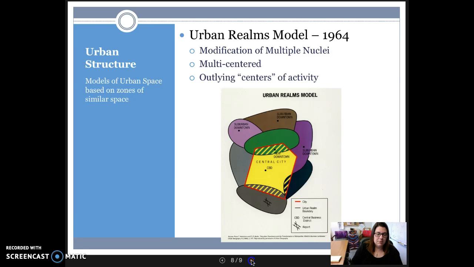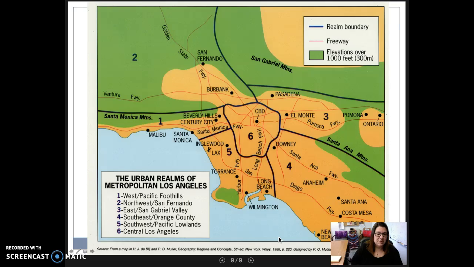The classic example of this urban realms model is Los Angeles because it developed with the automobile largely. And you can see here on this map there are 6 realms, one of which includes the CBD, but there's all these different realms which have their own centers of activity or their own CBDs in a sense. And you may live and work and be entertained in Realm 2, the San Fernando Valley, and never go into the other realms. That has a lot to do with the automobile and that is the urban realms model concept.